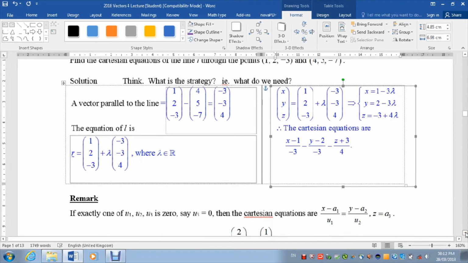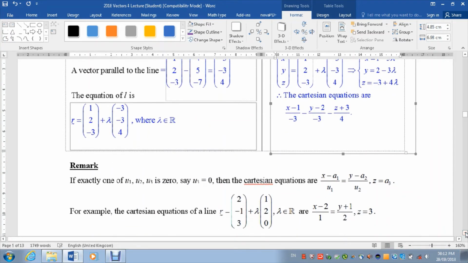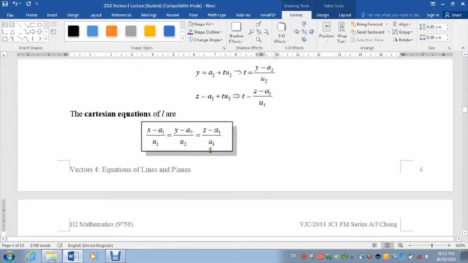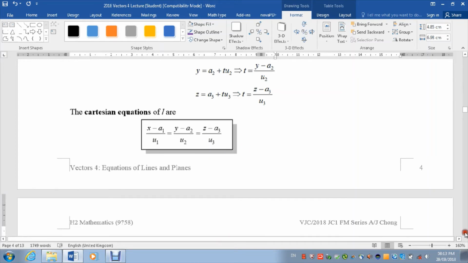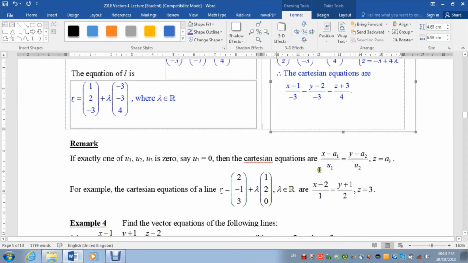Now, what if one of these, u1 or u2 or u3, is 0? Then it doesn't make sense that we use the general form, because if either u1, u2 or u3 is 0, then it becomes undefined. So just to take note, if any one of them is actually equal to 0, this is the expression that you should be using.